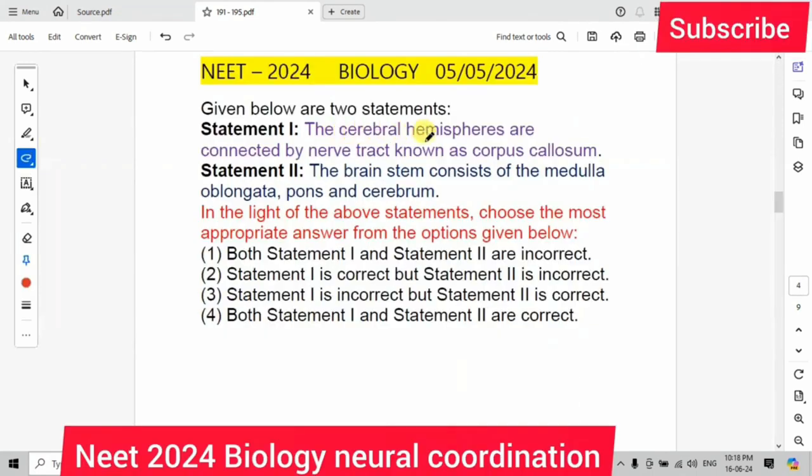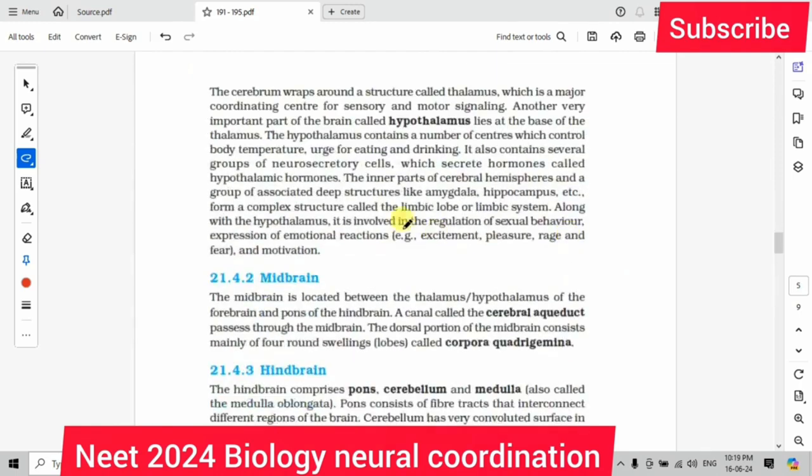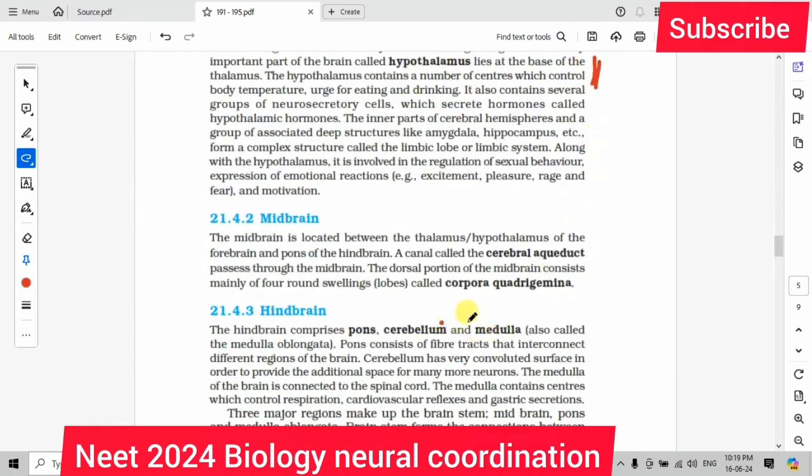Statement 1. The cerebral hemispheres are connected by the nerve tract known as corpus callosum. It is right, it's correct, true. Statement 2. The brain stem consists of medulla oblongata, pons and cerebellum. It is wrong. Statement 2 is wrong. So 1 is correct, 2 is incorrect. The answer is option 2. Next, you can see the NCERT regarding the topic known as neural control and coordination.